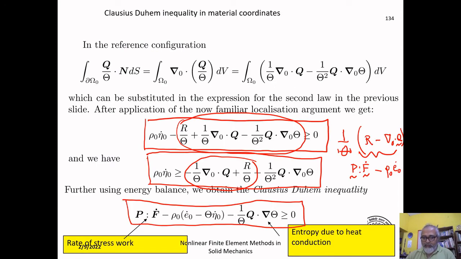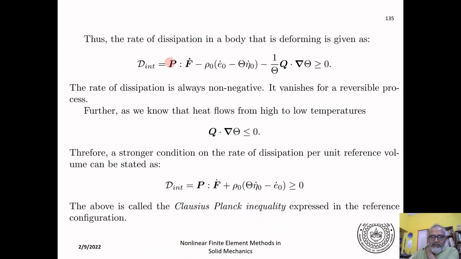This left hand side is given a special name. It's called the internal dissipation, rate of internal dissipation, which is the stress work minus all these terms. And the Clausius-Duhem inequality says that the rate of internal dissipation always has to be greater than or equal to 0. It always has to be non-negative. For a perfectly reversible process, this will vanish. So a reversible material will not dissipate any energy. So d int will be 0.